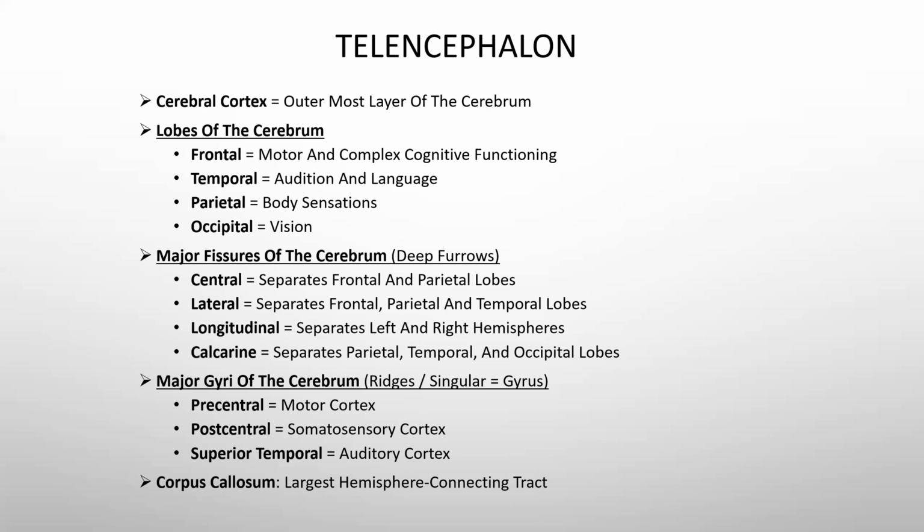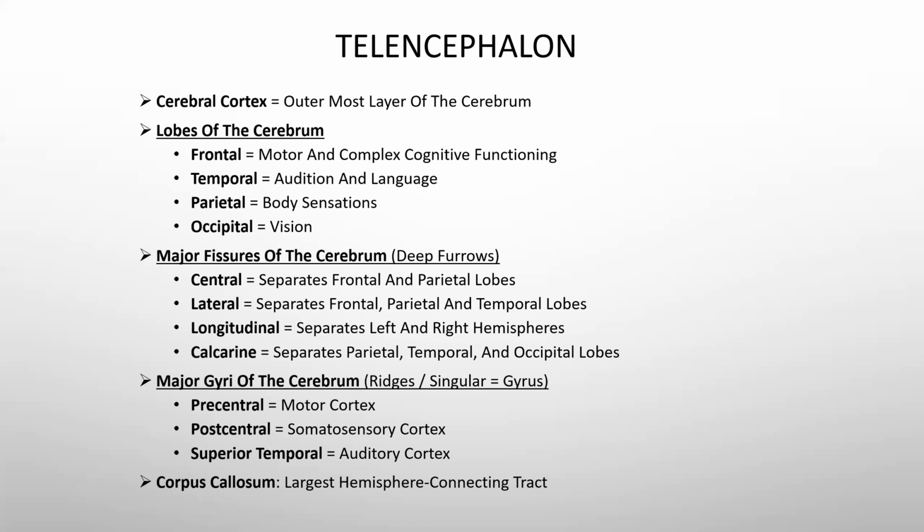Okay, so you have the central fissure, which separates the frontal and parietal lobes. You have the lateral fissure, which separates the frontal, parietal, and temporal lobes. The longitudinal fissure, which separates left and right hemisphere. And then the calcarine fissure, which separates the parietal, temporal, and occipital lobes. Okay? And don't worry, we'll see all of this in a graphic.